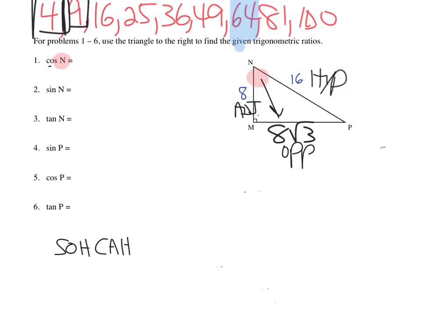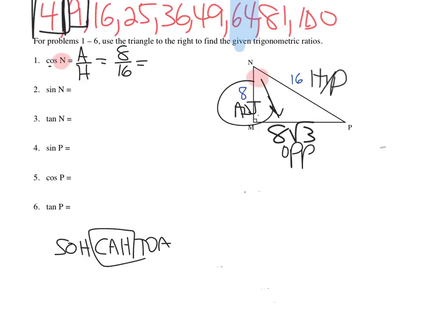So for cosine, I'll write out SOHCAHTOA. Cosine is adjacent over hypotenuse. So adjacent is 8. Hypotenuse is 16. So 8 over 16 gives you 1/2. The next one is the sine of angle n. So my picture still works because the angle is n.